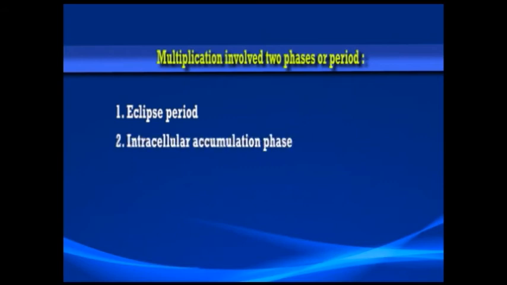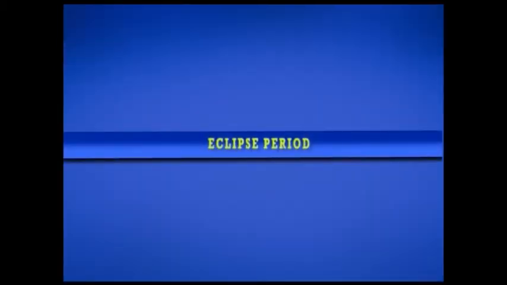Now we'll come to the multiplication cycle of bacteriophage. The sequence of events that is initiated by the injection of the phage nucleic acid and culminates in the release of newly synthesized virions is termed the viral multiplication or replication cycle. This viral multiplication involves two phases. The first phase is the eclipse period and the second one is the intracellular accumulation phase. First we'll come to the eclipse period.